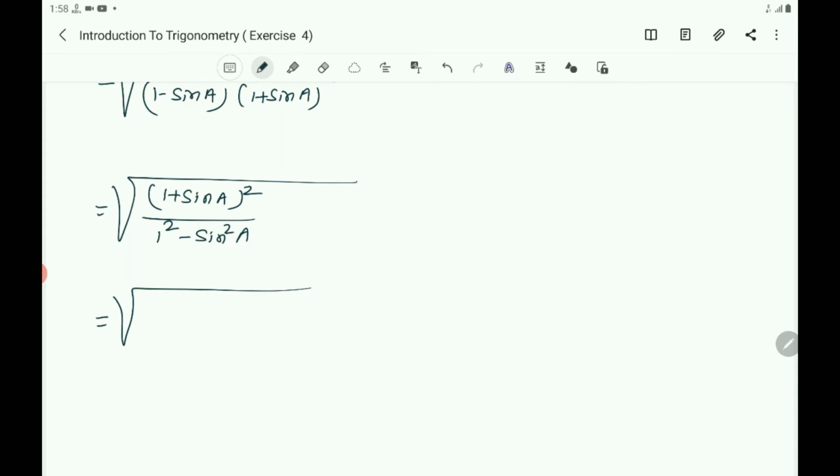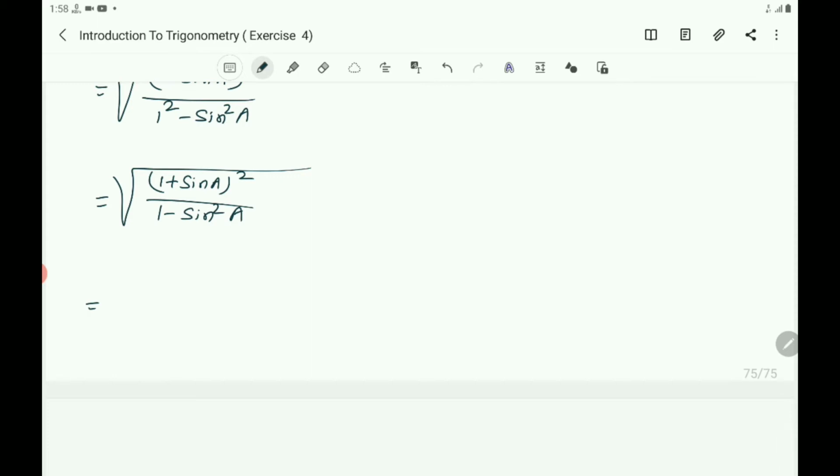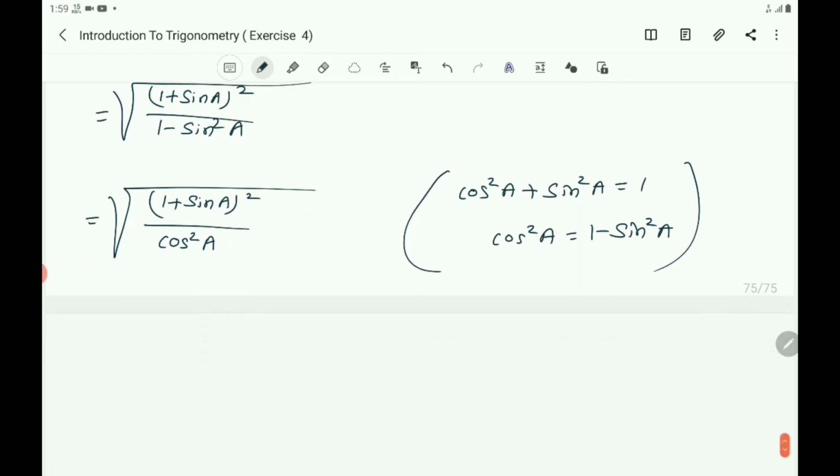Here (1 plus sin A) whole square, you write as it is, and 1 square minus sin square means 1 minus sin square A. Again you write (1 plus sin A) whole square, and 1 minus sin square A is cos square A. You know that cos square A plus sin square A is 1, so cos square A equals 1 minus sin square A.